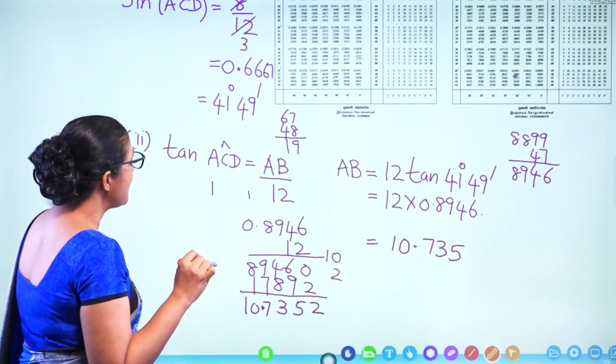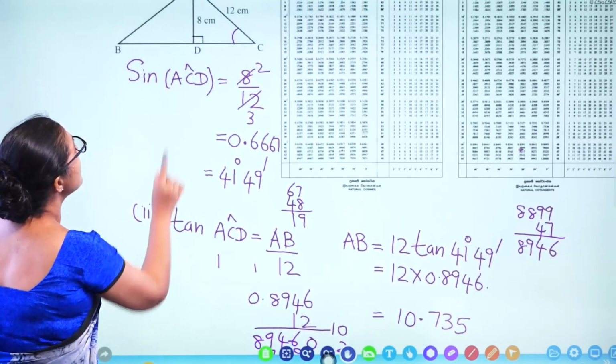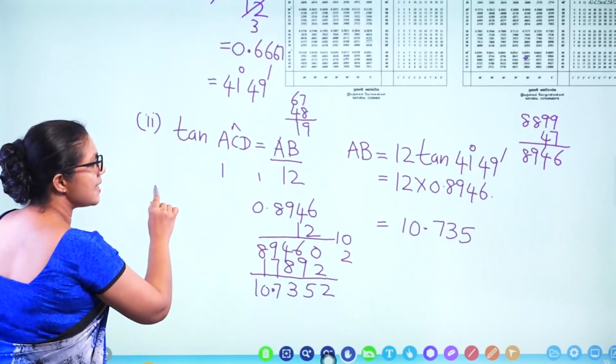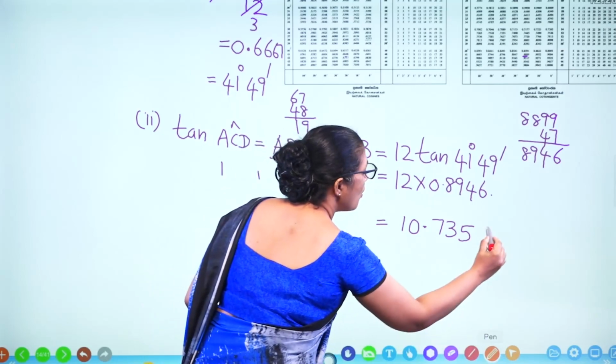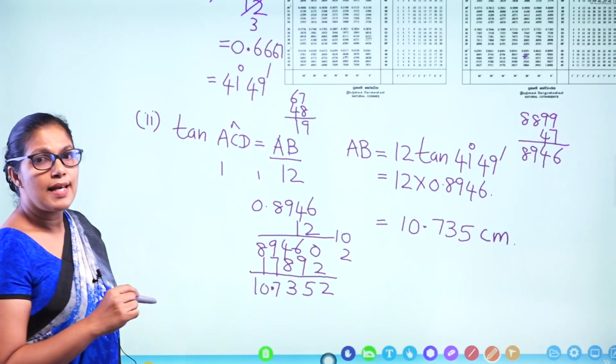This is in meters or centimeters, depending on the units. Here, given centimeters, so this value is in centimeters. So that's the AB length.